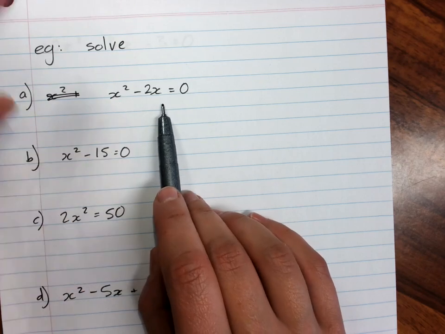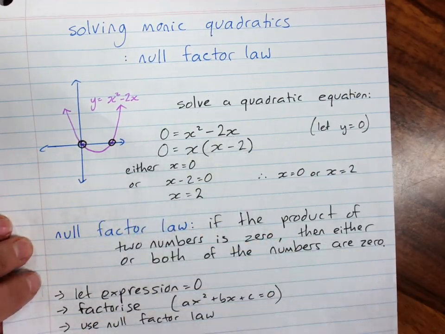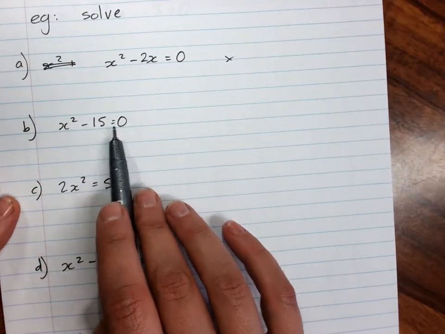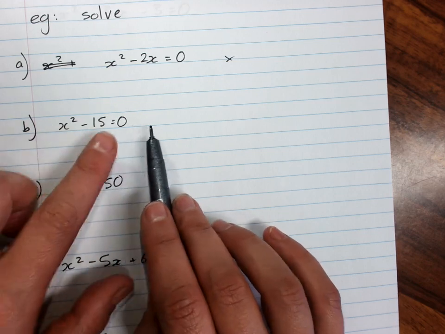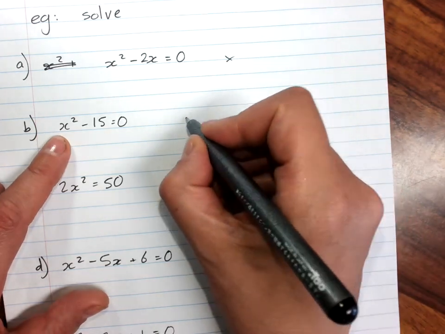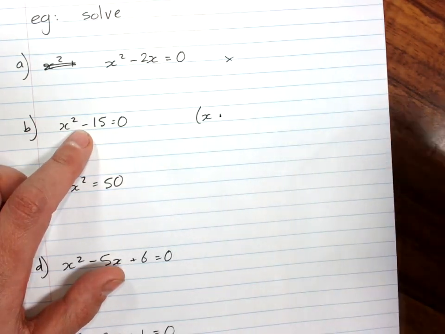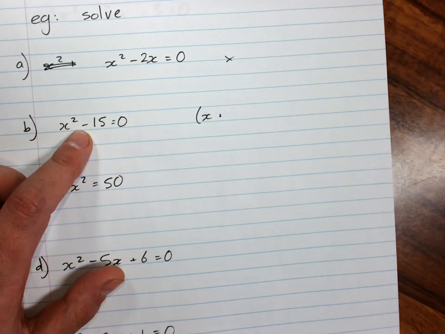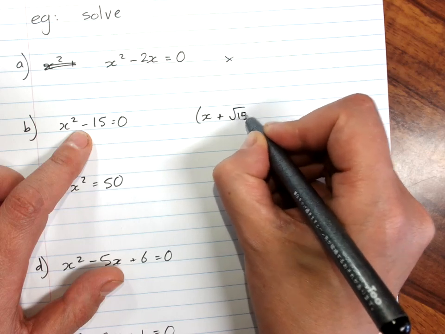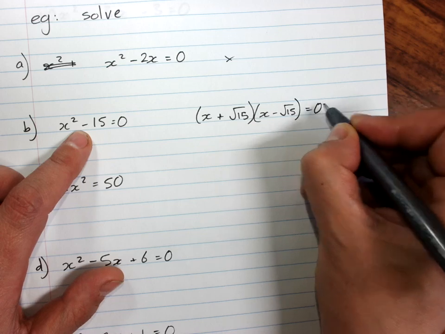Now we just solved that one. X squared minus 2x equals 0, so I'm not going to bother. X squared minus 15 is 0. It's rearranged to have 0 on one side. We factorize. Now, this is one of those tricky third ones. X plus the square root of 15, x minus the square root of 15 equals 0.